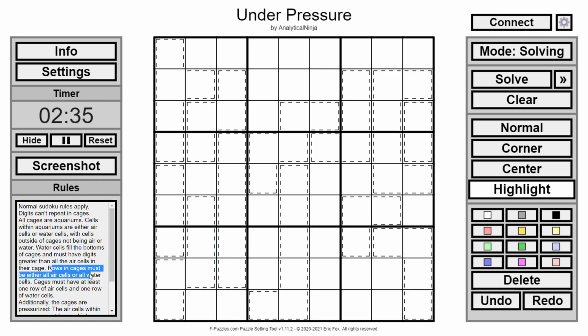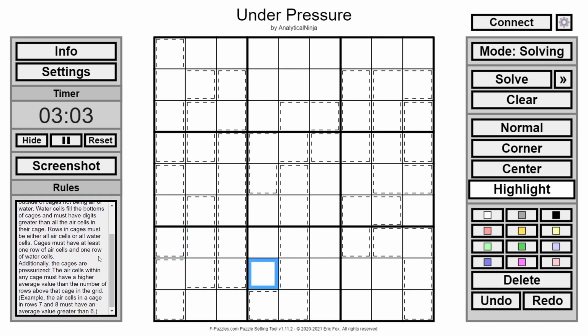Oh, I just read that one, yeah. Cages must have at least one row of air and one row of water. So you can't have... I'm using yellow for air here. And so we couldn't have all air. We need at least a little bit of water in our aquarium. And similarly, we need at least a little bit of air in our aquarium. So we can't do a full water either.